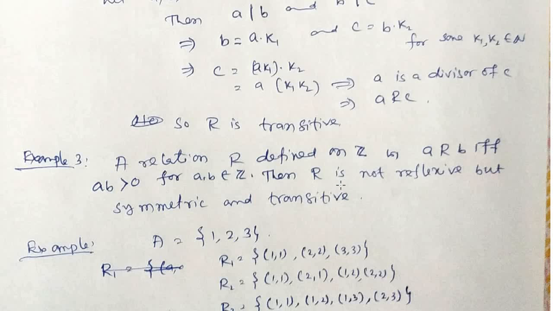But we can prove that it is symmetric and transitive. If A is related to B, that is AB greater than 0, then BA is also greater than 0, so it is symmetric. If AB and BC are greater than 0, then their product is greater than 0, that is AB into BC greater than 0, that is AC into B square greater than 0. B square is always greater than 0, so we can divide both sides by it. So AC is greater than 0, that means A is related to C.